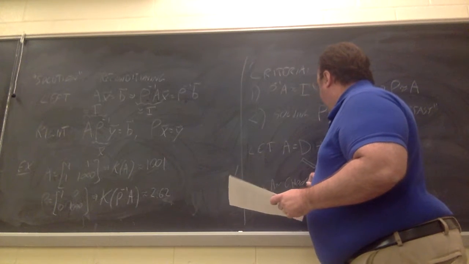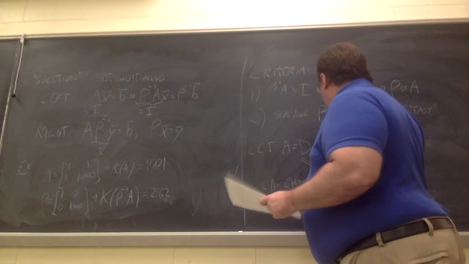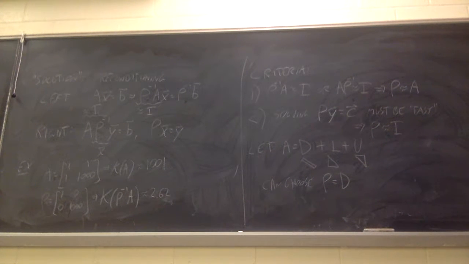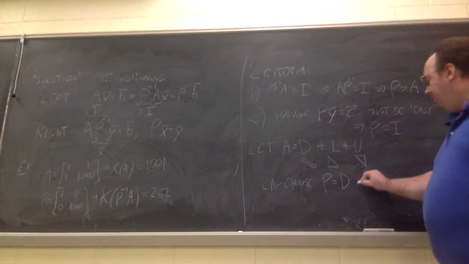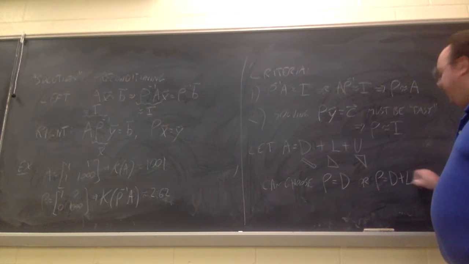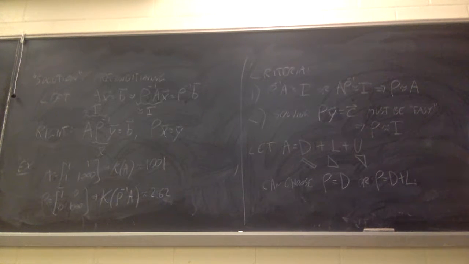Here's what we could do. We could choose P equal to D, just the diagonal part, which is basically like the example I just showed you. And we've seen that at least in some cases that could be effective. Or P equals D plus L, in other words, the lower triangle of A.